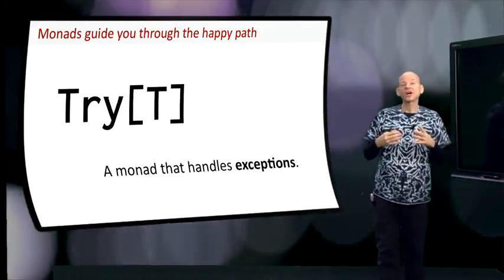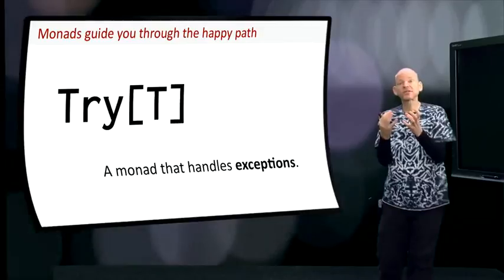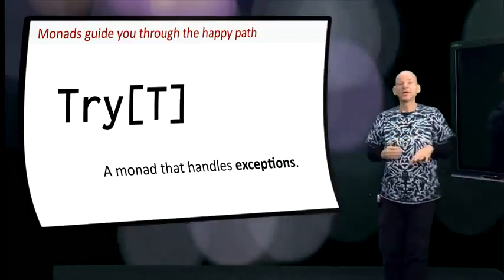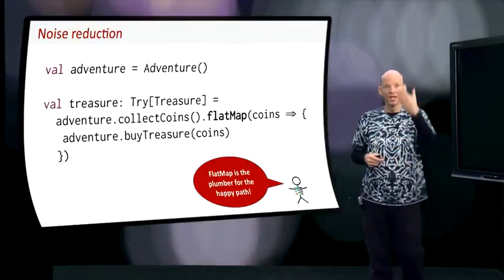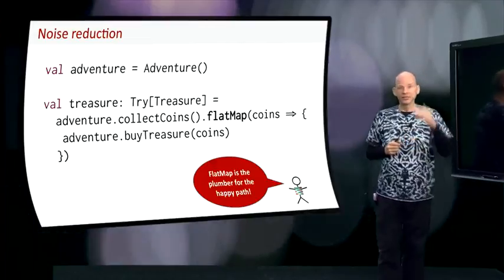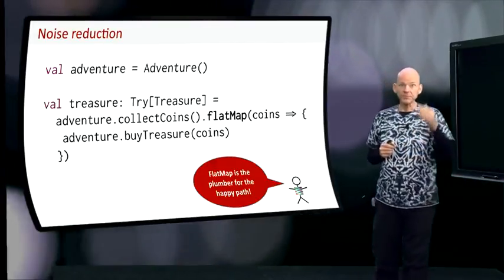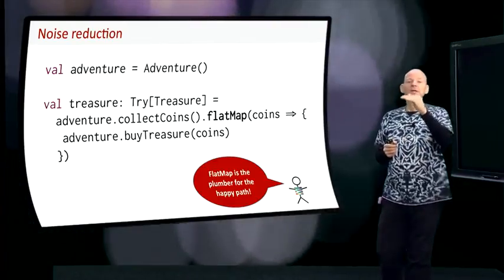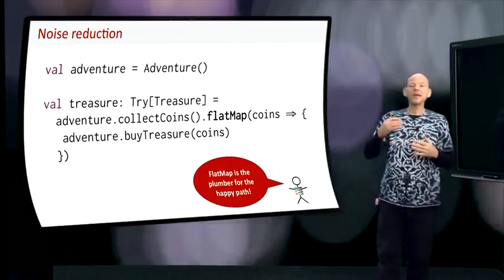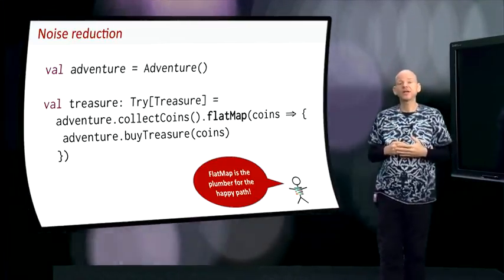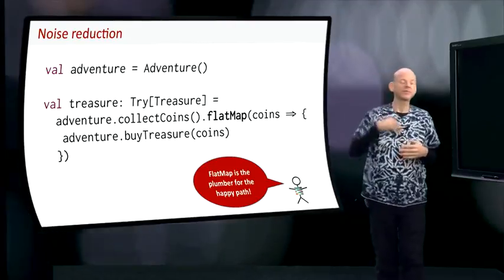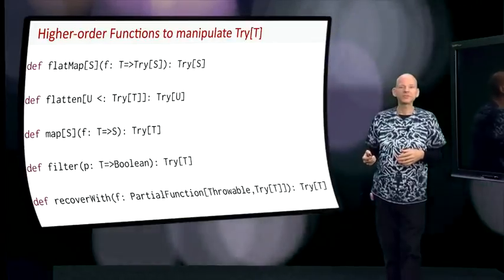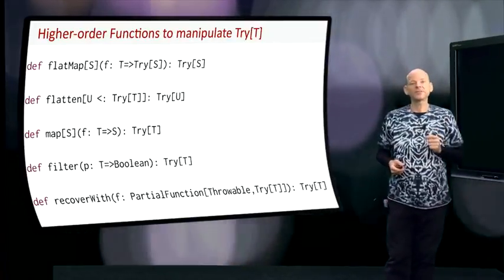So monads are type constructors that help you to take the happy path, and you can forget about the exceptional case. So let's do some noise reduction here. We still call our constructor. And now what we do is we say collectCoins, and then we flatMap the function buyTreasure coins. And the flatMap will unwrap the Try of t, and if it's Success, it will give us the coins such that we can call buyTreasure.